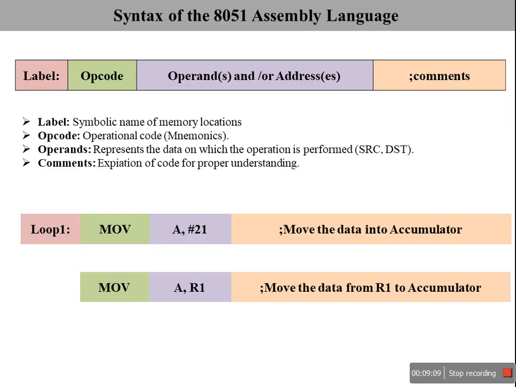So let's look at how we can program 8051 using assembly language. Any assembly language in general, including 8051, will have this kind of syntax. The first is the label. The next is the opcode. The next is the operand or operands and or address or addresses, followed by the comments. When you are assembling this code, these comments will not be compiled. They are only for explanation and they increase the readability of the application written in assembly language.